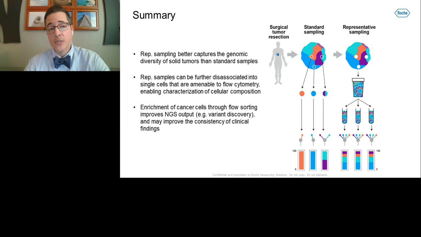We can further disassociate these homogenates into single cells, thereby enabling whole cell flow cytometry. Further, we can then sort those samples and then go ask questions about specific cell populations that we're very interested in. The data I showed you was that we can sort and enrich for cancer cells, thereby improving both the metrics around next generation sequencing, like tumor cell coverage, and the ability to detect clinically relevant variants.